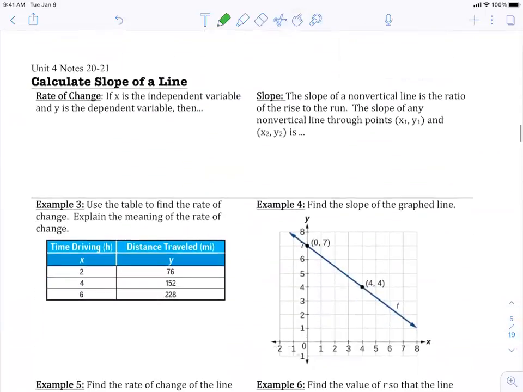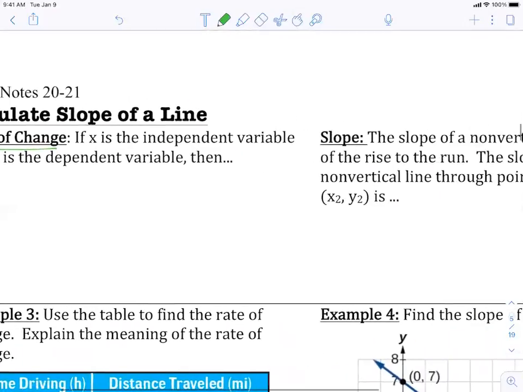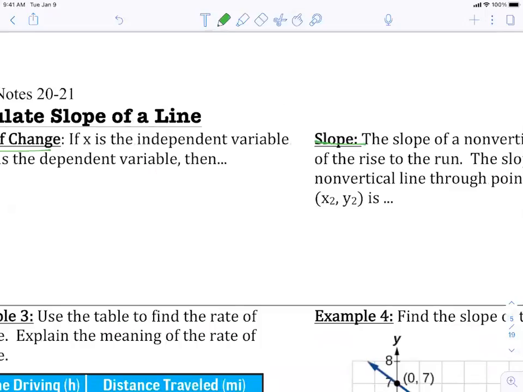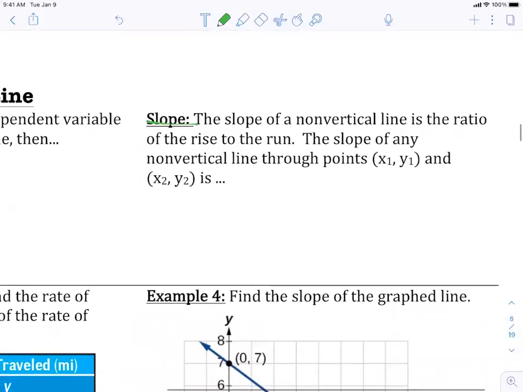Now we need to get into the fun stuff, and that is how do we actually calculate slope? Well, there's usually one main formula that we're going to use to calculate this. Whether it's rate of change or slope, doesn't matter. Remember, those are the same thing. There is a formula that we are going to use, and it's actually called the slope formula.